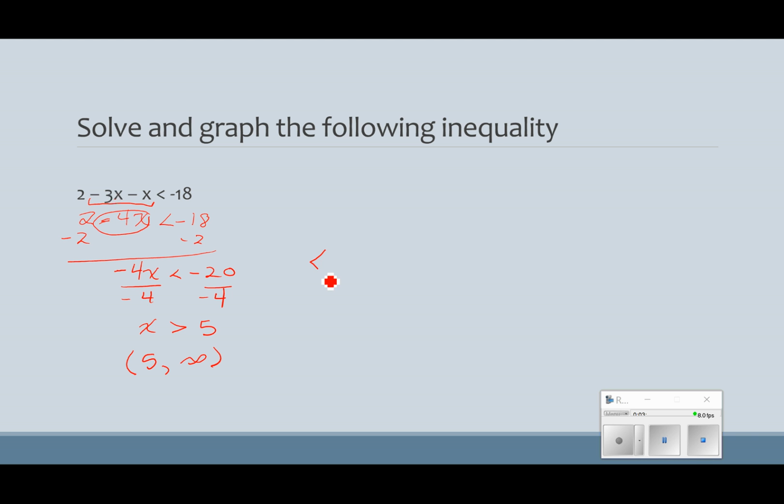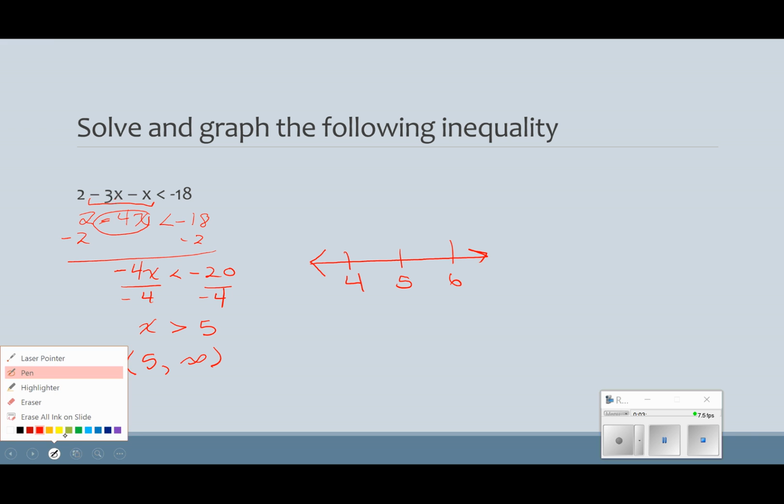If I'm going to graph, I'm going to have an open circle on 5. And again, my arrow is going to go to the right. So open circle and to the right.